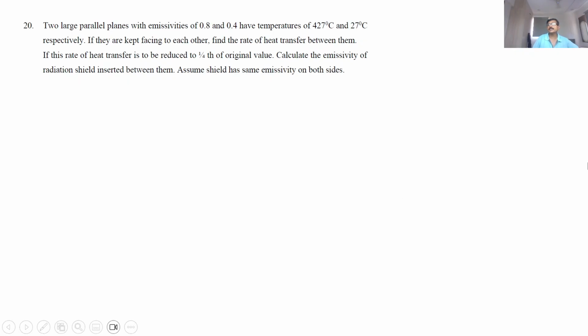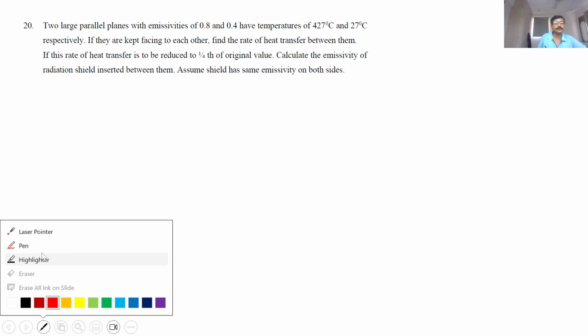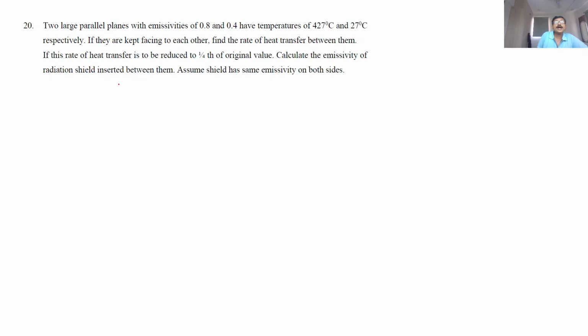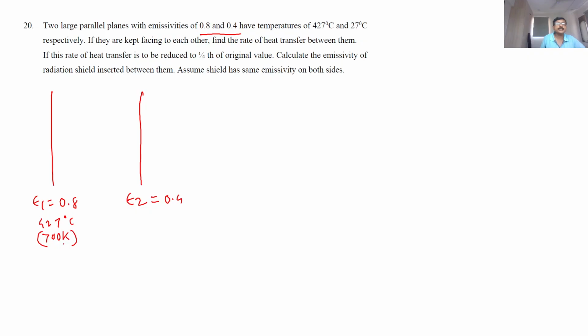Okay, let's interpret the data from the problem. Two large parallel planes with emissivity means I need to draw the two large parallel planes with emissivity epsilon 1 as 0.8, epsilon 2 as 0.4. Okay, 0.8 and 0.4 have temperature 427 degrees Celsius means how much? 700 Kelvin. Add 273 to it, and this is 27 degrees Celsius, so add 273, so it becomes 300 Kelvin. Convert in Kelvin immediately.